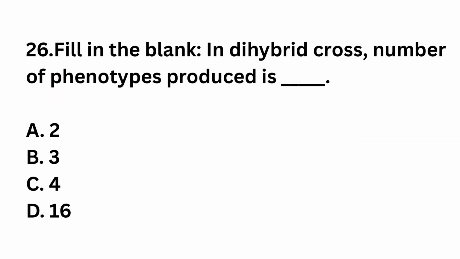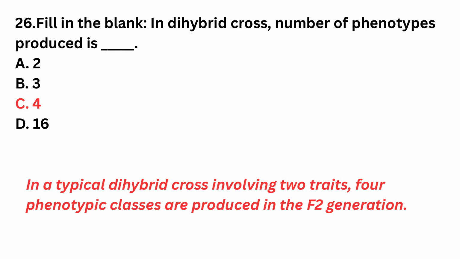Question number 26. In dihybrid cross, number of phenotypes produced is: 2, 3, 4, 16. The right answer is option C, 4. In a typical dihybrid cross involving two traits, 4 phenotypic classes are produced in the F2 generation.